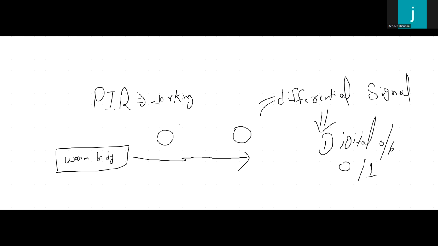When the person moves out of the detection area, both slots return to detecting the same amount of infrared radiation. The differential changes stop and the sensor returns to its idle state again, and it will give a low output signal. That's how the PIR sensor works.